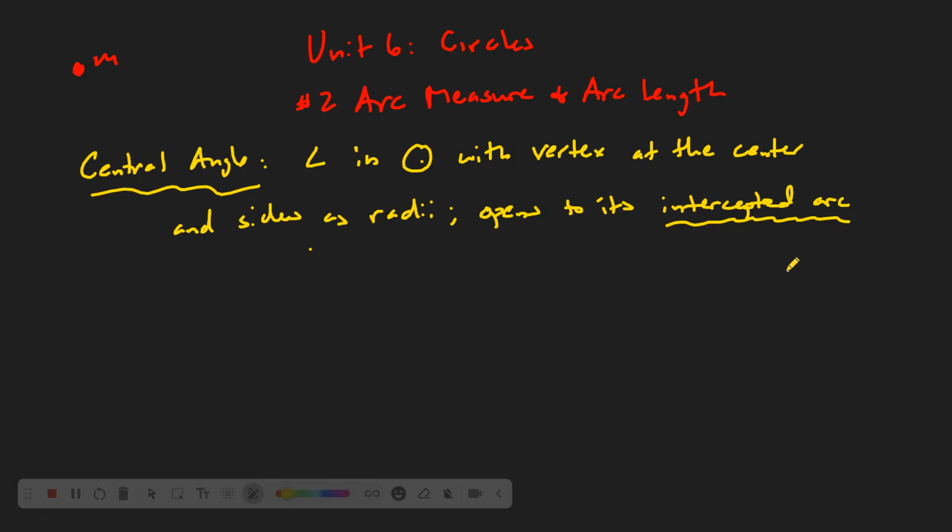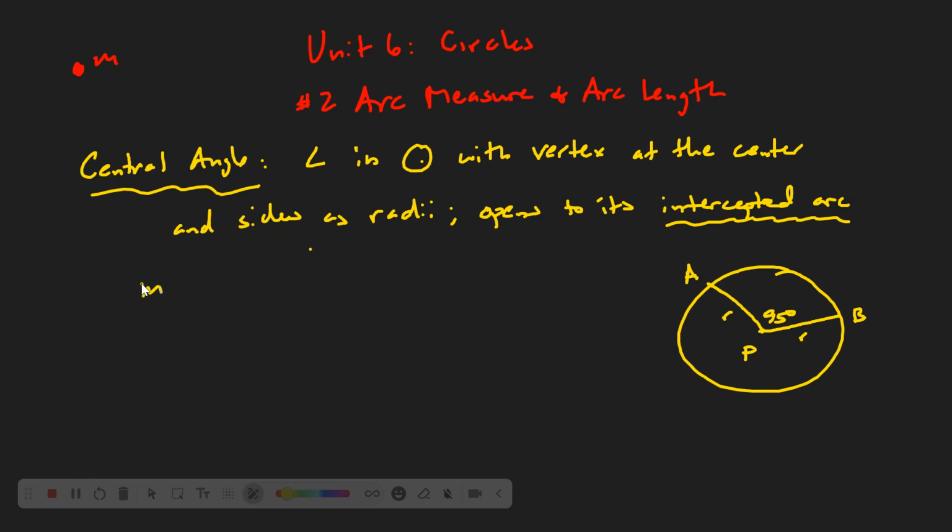So if I draw a picture of this over here, so here's my circle. My center is going to be point P. I'm going to draw two radii. So I'm going to draw P to A and P to B. My goal is to make it a little bit obtuse, right? This central angle, I'm going to say is 95 degrees. Okay? So there's my picture.